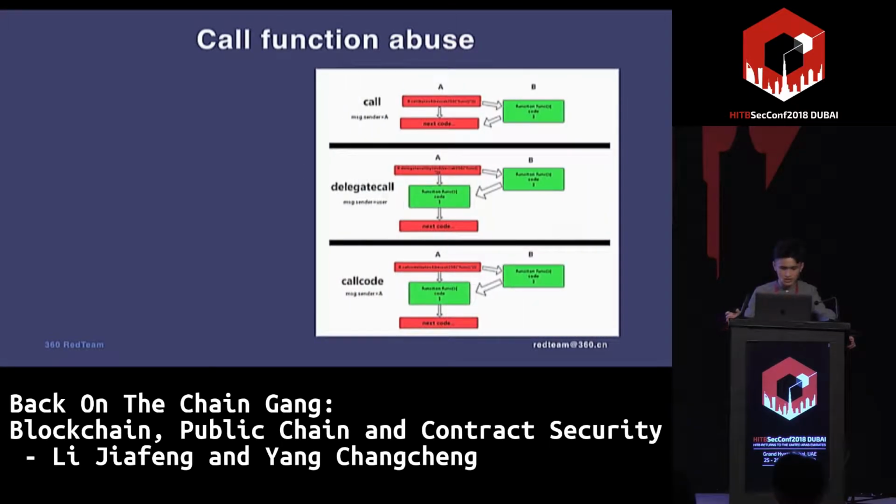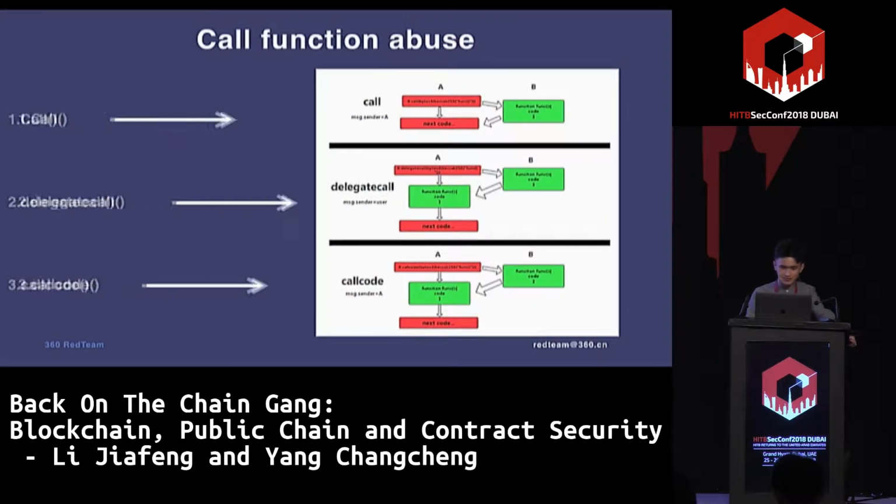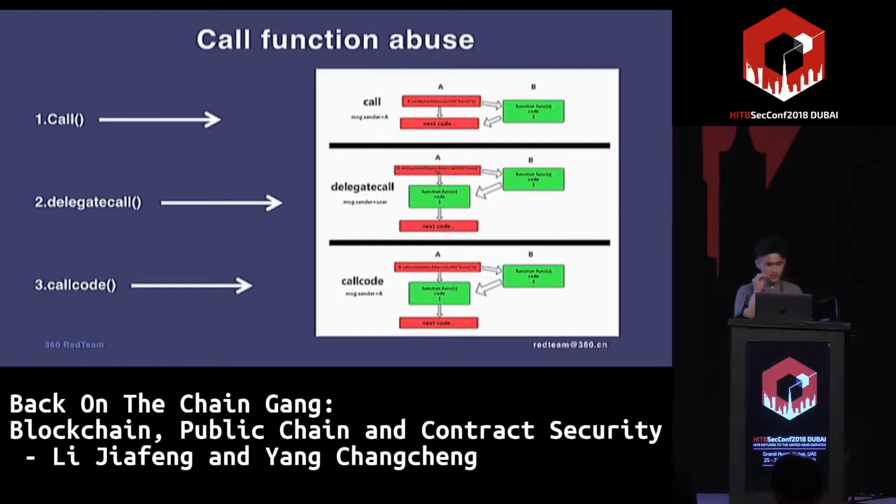Okay, let's take a look at call function abuse. First, we introduce 3 call functions. First is the call function, the most used one. After the call, the variable msg.sender will be changed to caller A, and the execution environment is B. And the second is the delegatecall function. After this call, msg.sender will not be changed, but the execution environment will become A. It means directly calling the code and executing in A.